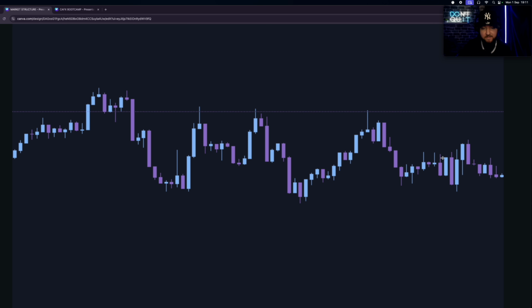Basic range. All right, it's kind of bearish in my eyes, but no, that's still a range, because the bottoms and the tops, they're not really doing anything.